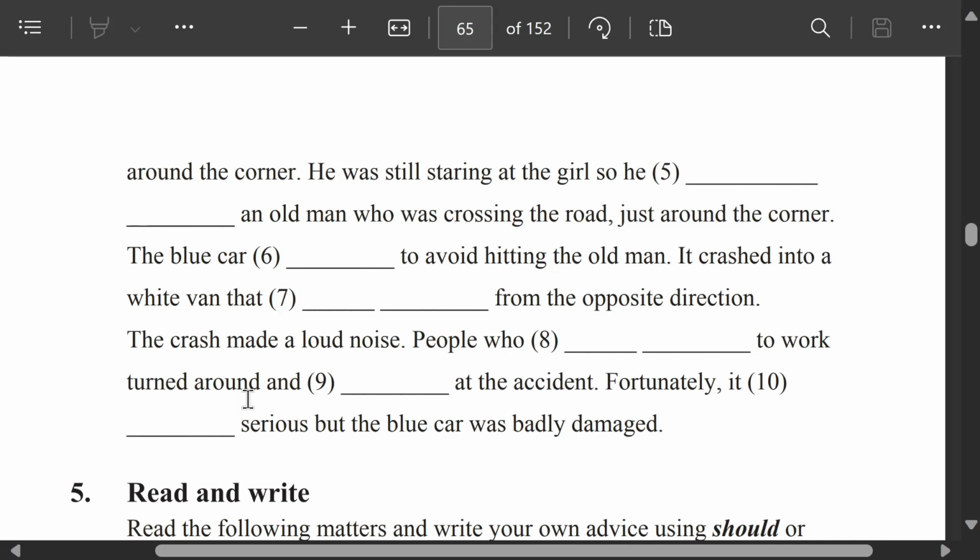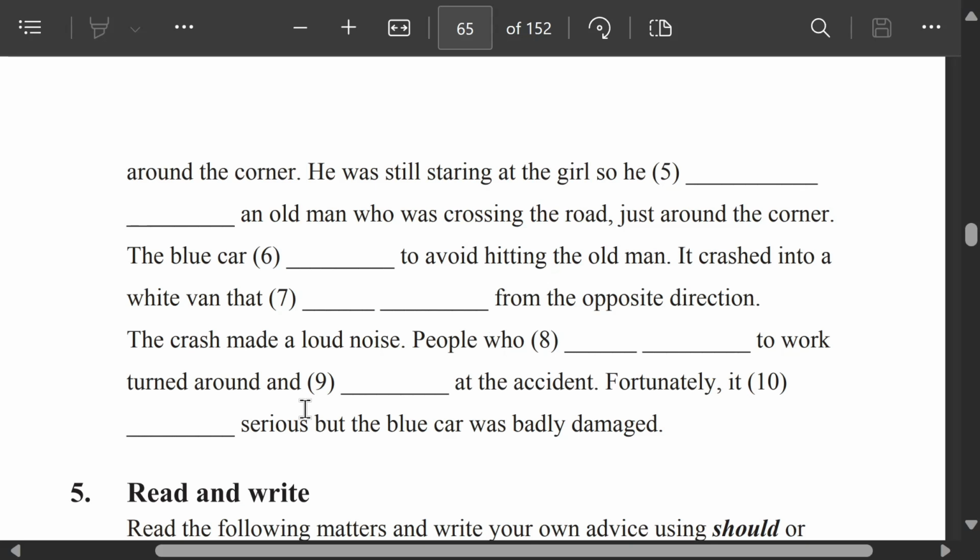Who? People who to work. I think which tense you will use over here. People who was going to work? But people is I, you, he, she, it, yeah. People who were going to work. Yeah. Or they were driving, they were going. You need here again past continuous. People who were going to work turned around.